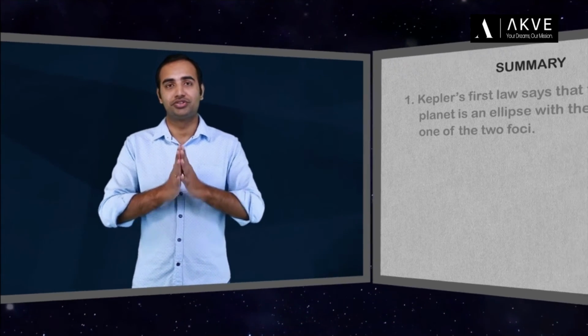So guys, that's it for today. I hope you had a good time learning about the three laws of planetary motion given by Johannes Kepler, and also how Isaac Newton inferred the universal law of gravitation from Kepler's third law. In the next video, we'll solve some problems based on the universal law of gravitation. For now, let's summarize whatever we have learned so far.